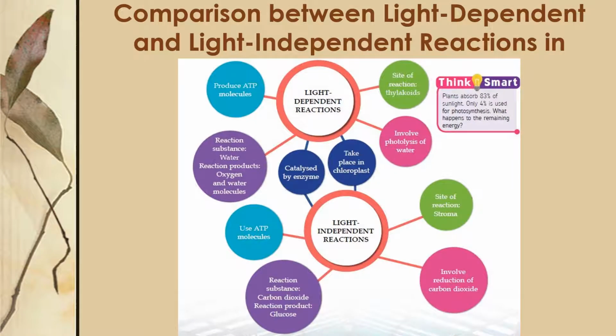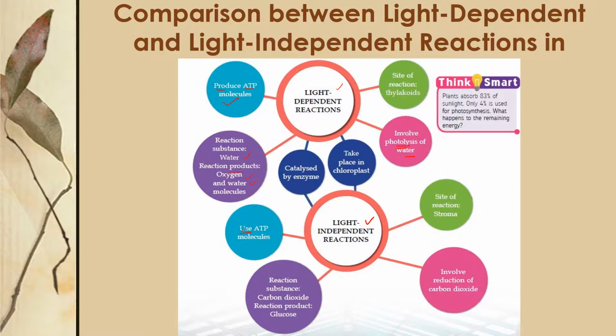Okay, the comparison between light dependent and light independent reaction. Okay, see here, ini ada light dependent LDR, ini light independent. In terms of ATP, okay, light dependent reaction produce ATP, meanwhile light independent reaction use ATP. Okay, this produce, this use. Nama photosynthesis, dia akan produce. Okay, photosynthesis akan produce, dia akan build something. Okay, the reaction substance is water. That's why kita ada photolysis of water. Okay, and the reaction product is oxygen.